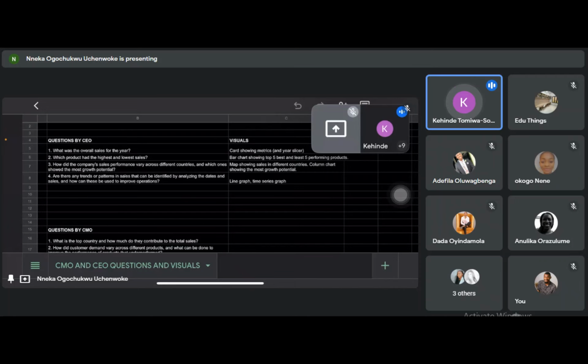Then number four, are there any trends or patterns in sales that can be identified by analyzing the dates and sales? And how can this be used to improve operations? So we talked about, we suggested line graph and time series graph.